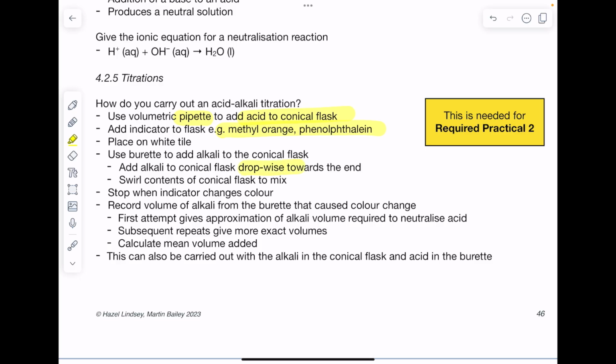We use our burette, which we've already rinsed with the alkali, to start adding that alkali to the conical flask, making sure we add it dropwise towards the end, swirling the conical flask to mix the reactants, and then we stop when the indicator changes colour. By doing this, we can find the volume of alkali needed to neutralise that acid, and then we can carry out a titration calculation in order to find the concentration of the alkali. And I'll show you how to do that now.